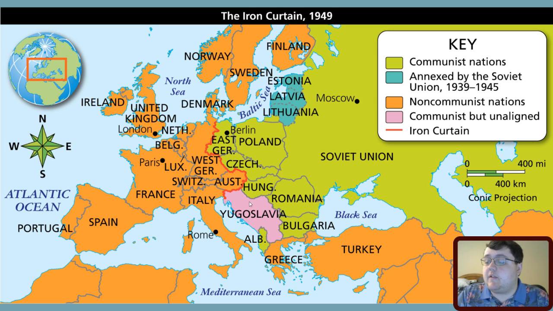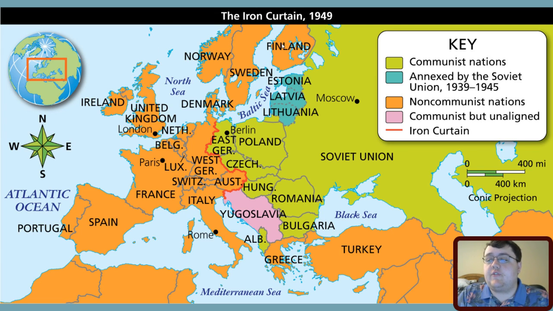So, communist but unaligned Yugoslavia. This Iron Curtain, this border here, all the way down across much of Europe, you could see dividing a lot of these Western European countries, which we have a close relationship with even to this day. UK, France. Thank you, Hayden.